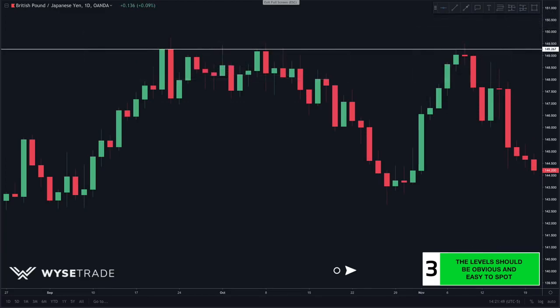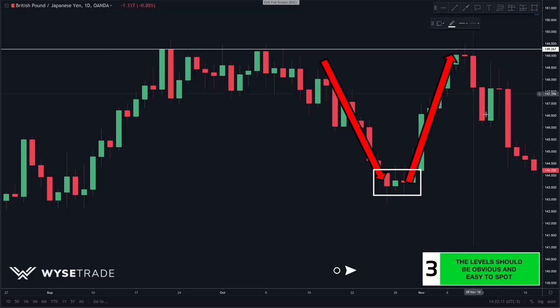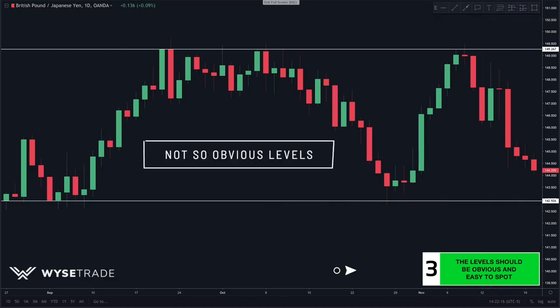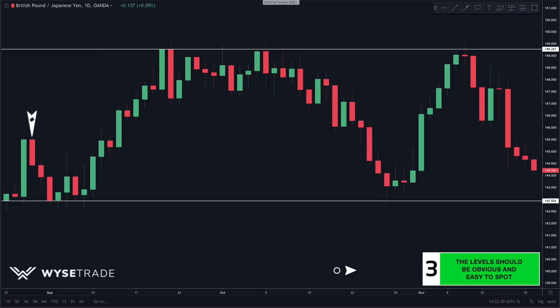Same along the bottom. Price came down, hit and reversed again. This is very obvious and you can spot it right away. In contrast, here are some minor levels that are not obvious. To the left, you have this minor level here that is not obvious. And then you have this next minor level here that is also not obvious.